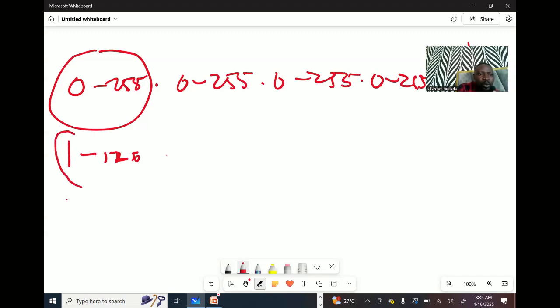So this is our network portion. We call this side the host portion.